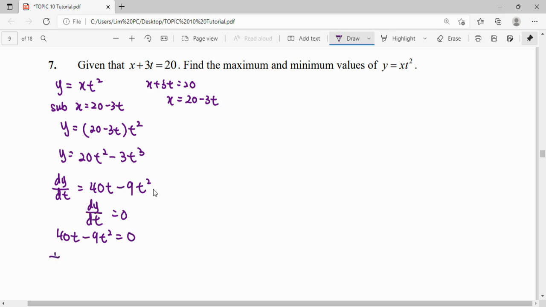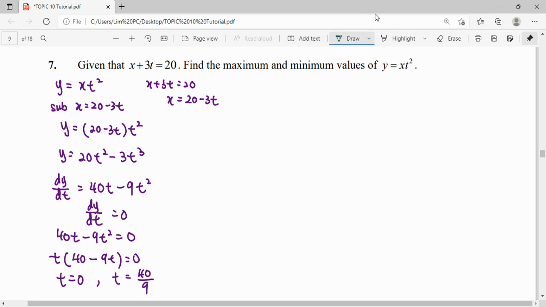So this is a quadratic, we have to factorize. We get t times 40 minus 9t equals 0. So we can get our critical values where t is 0. Another t is 40 over 9. So once we get these critical values, we have to undergo our test to verify which is maximum and which is minimum.